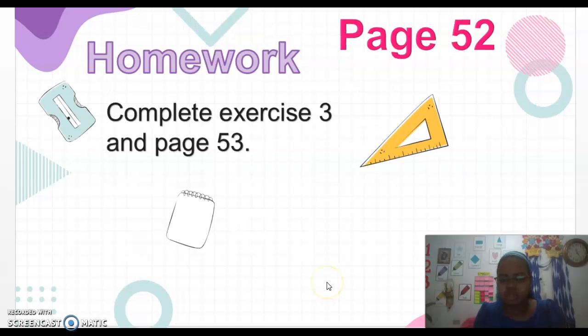Your math homework of this week is that you're going to complete exercise number 3. You have some multiplications there. Complete exercise number 3 of page 52 of your book, and the other is the whole page, the complete page 53.